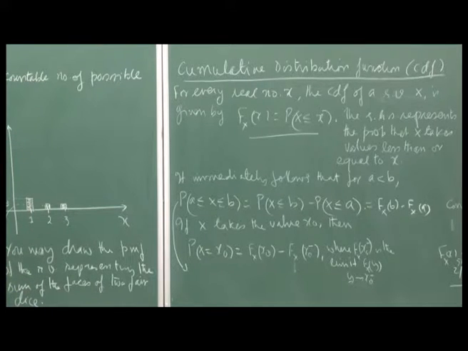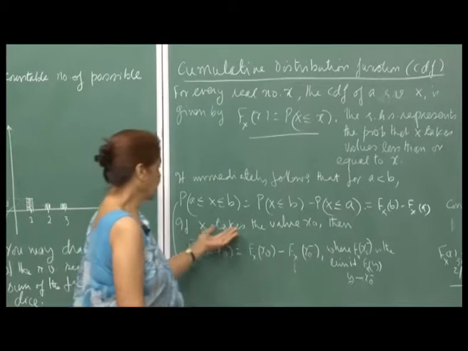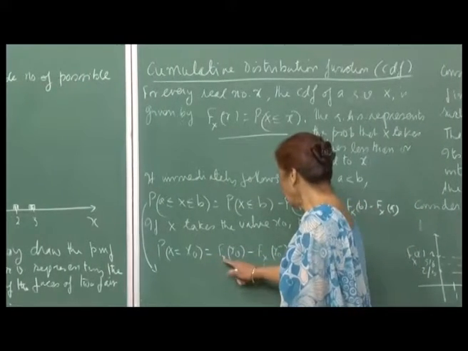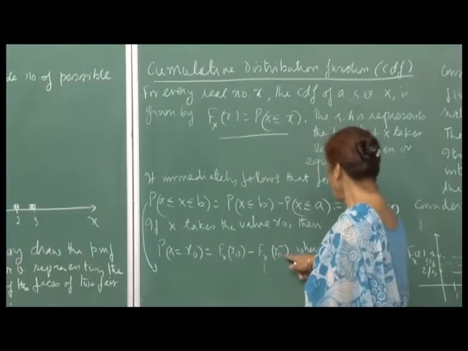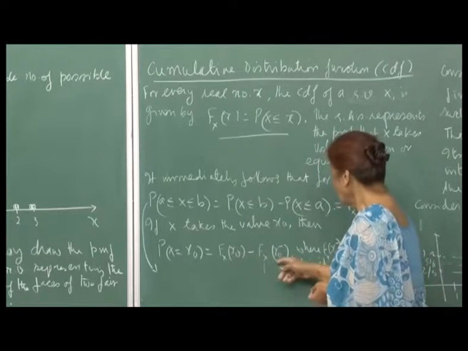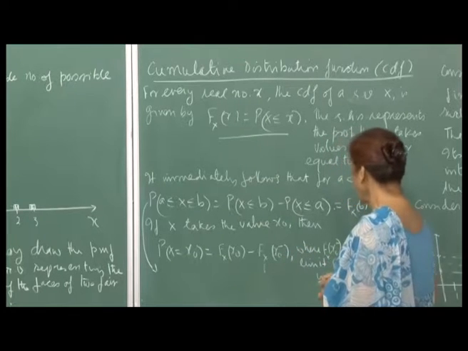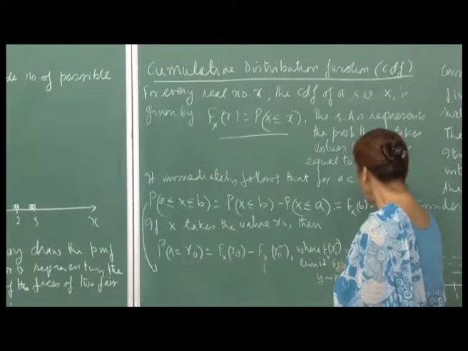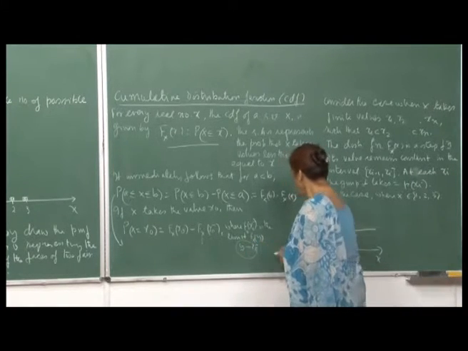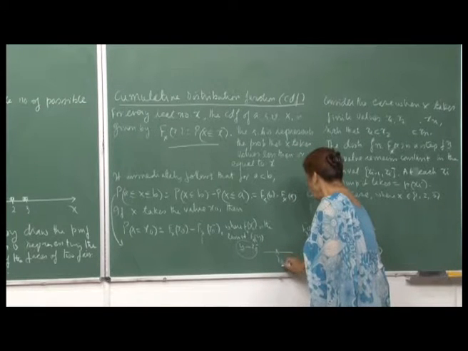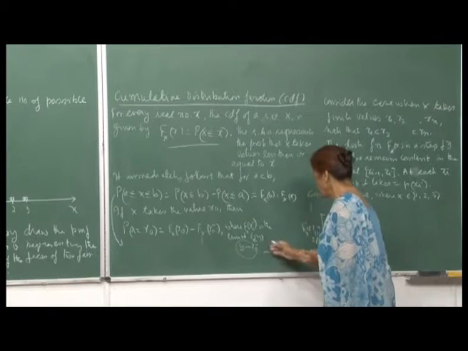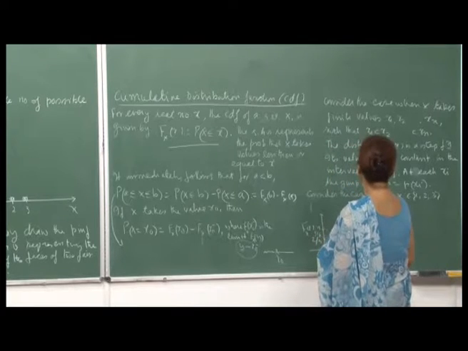Now, if x takes the value x naught, because after all x is a discrete random variable, then the notation would be F_X(x naught) and then F_X(x naught minus). This says that you are approaching the value x naught from the left, from values which are less than x naught. So F_X(x naught minus) is the limiting value of F_X(y) where y goes to x naught minus, and this notation means that you are approaching the number x naught from the left. This will be clear in a minute.